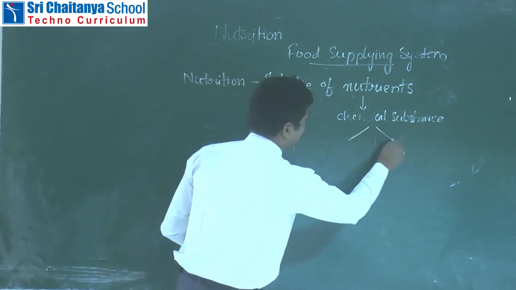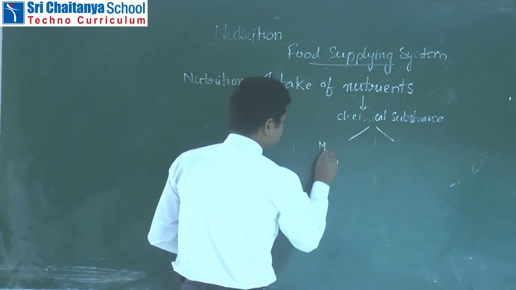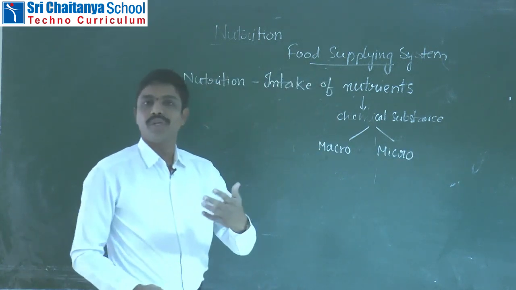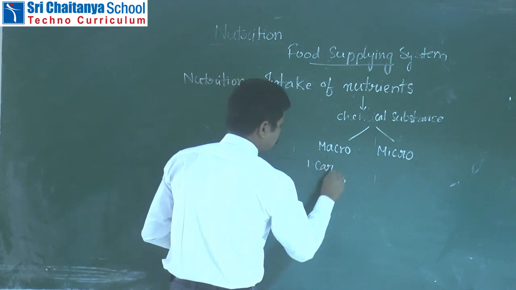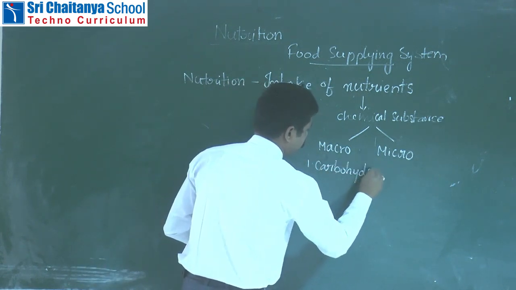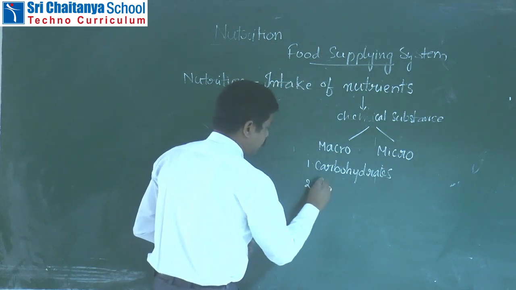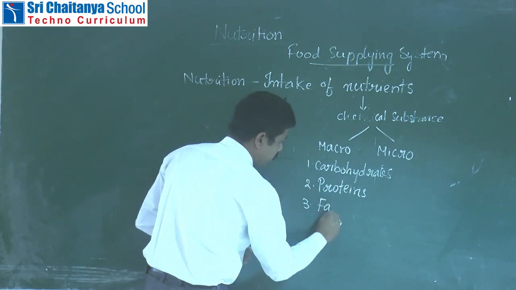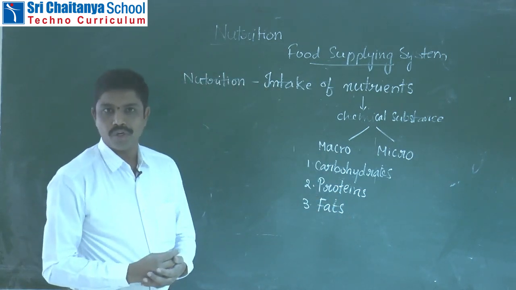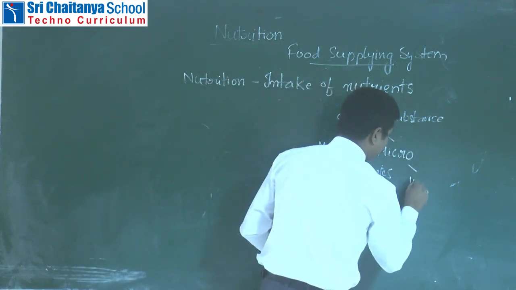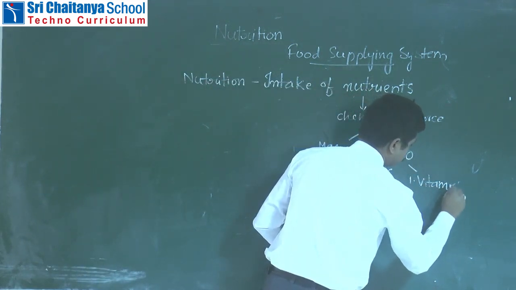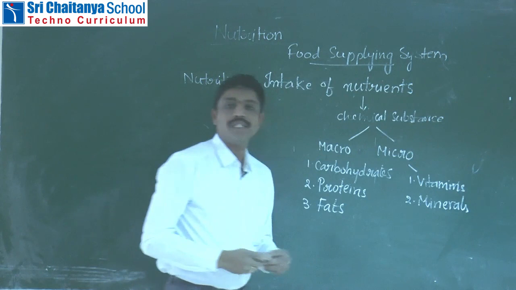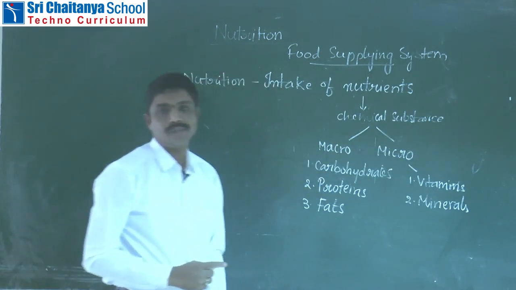Here these nutrients are two types. Majorly you know that macronutrients and micronutrients. What are macronutrients? Like carbohydrates, proteins and fats. These are considered as macronutrients. And what are micronutrients? Micronutrients are vitamins and minerals.